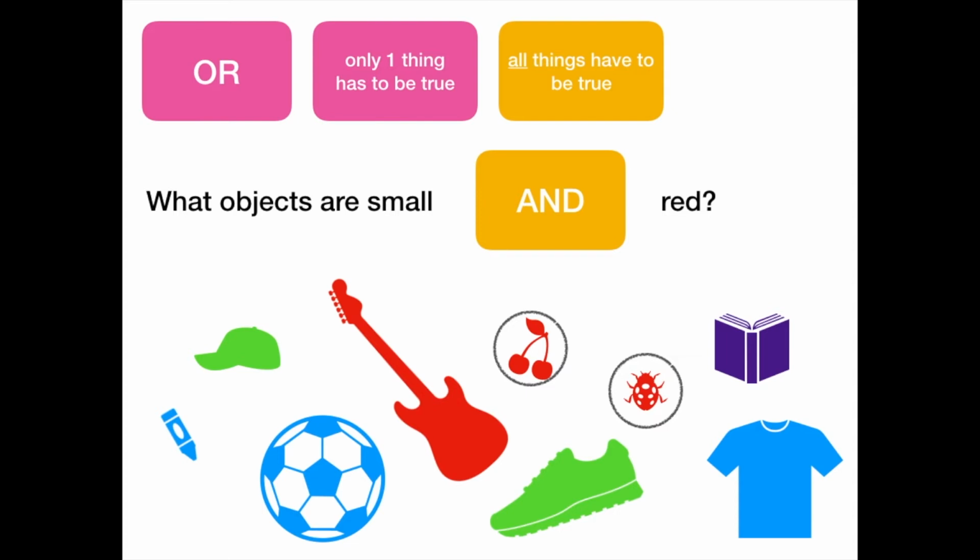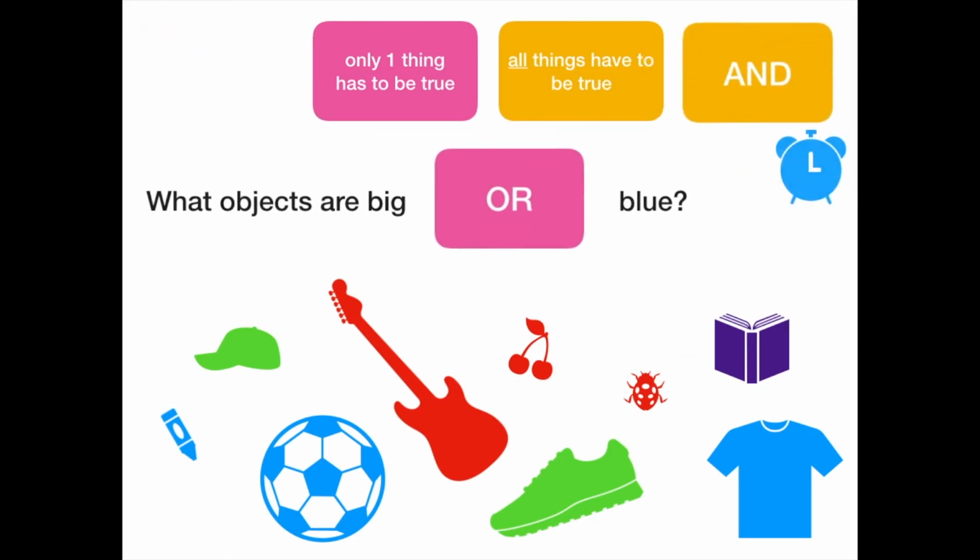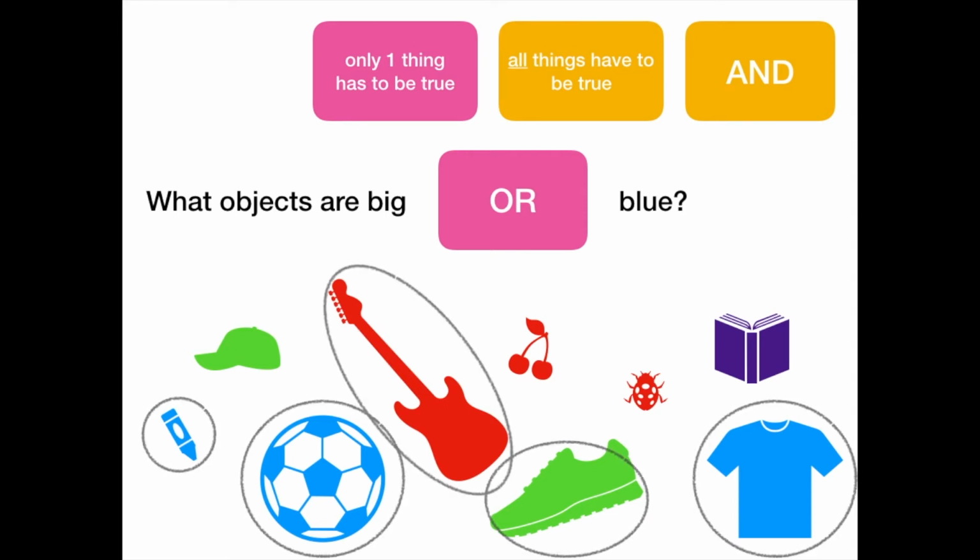Let's try one of these by yourself. What if I asked, what objects are big or blue? That means only one of those things has to be true. Pause the video before the clock disappears and then press play to check your answers. These are the objects that are big or blue. Did you get it right?